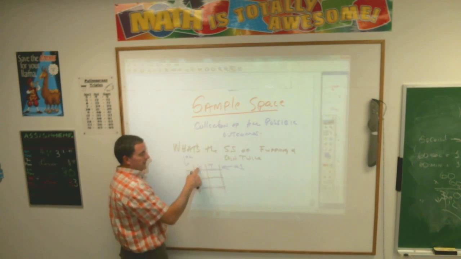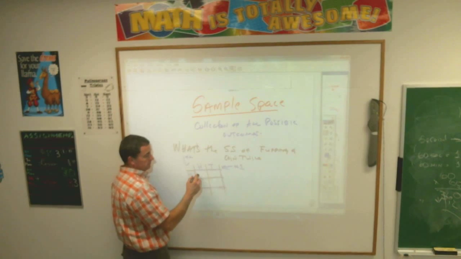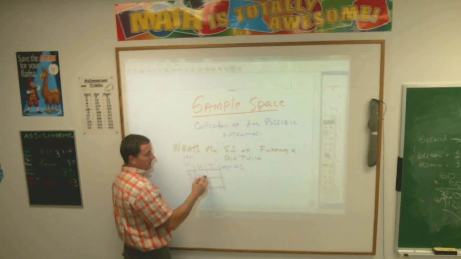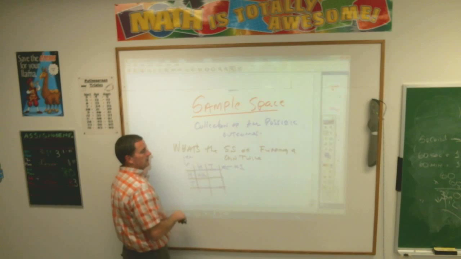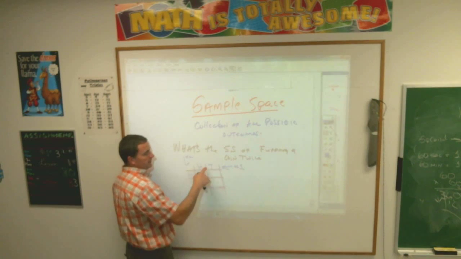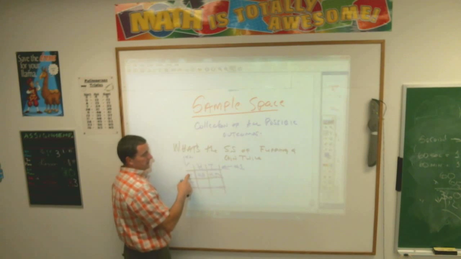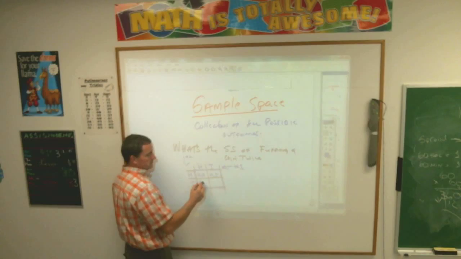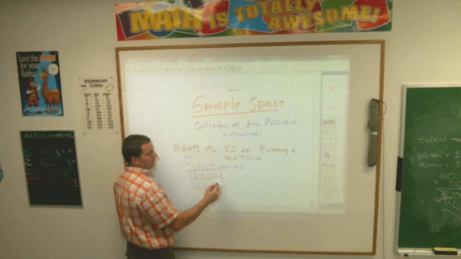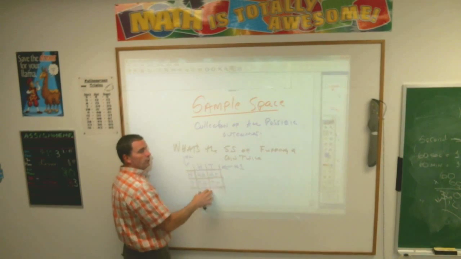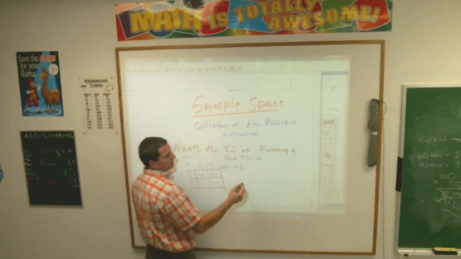Okay, I can get a head and a head, H comma H, because they're both heads. I can get a head and a tail. Get a head on the second one, a tail on the first one. I can get a tail and a head. Tail, head, tail on the first one, second one then. And I can get a tail and a tail. These 4 different outcomes are my sample space.